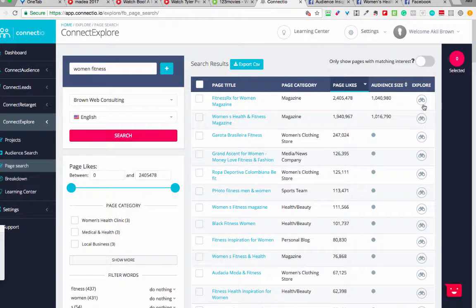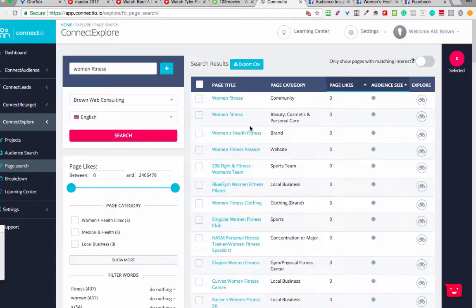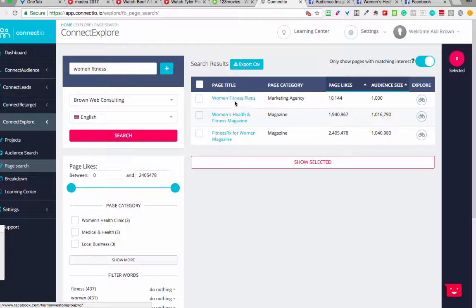Here it says audience size, or if you just want to explore it a little further, you can do that with the tool. Audience size just shows you the exact size, and if you're not sure, you can click this button, only show pages that match my interests, and it gives you a deeper search into it. And then what I like to do again is sort by page likes. So these are, say, Women's Fitness Plan, Marketing Agency, Women's Health and Fitness Magazine, and these are the three. Maybe I'll do three separate ads, one to each of these, at $5 a day.